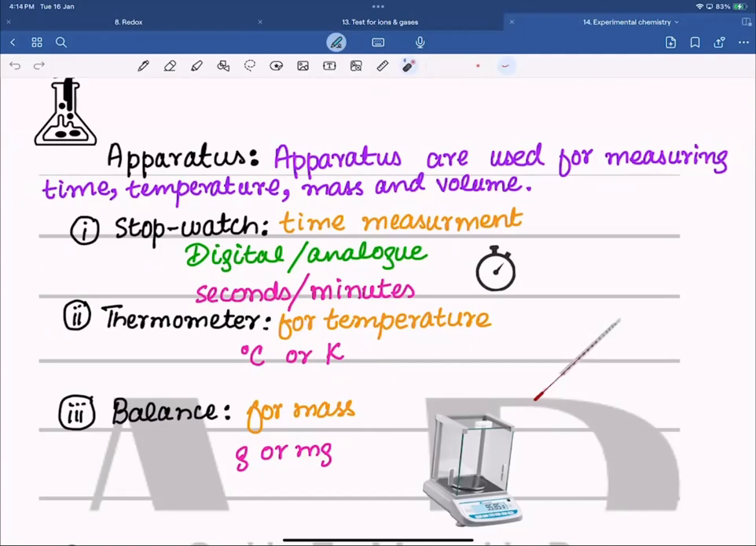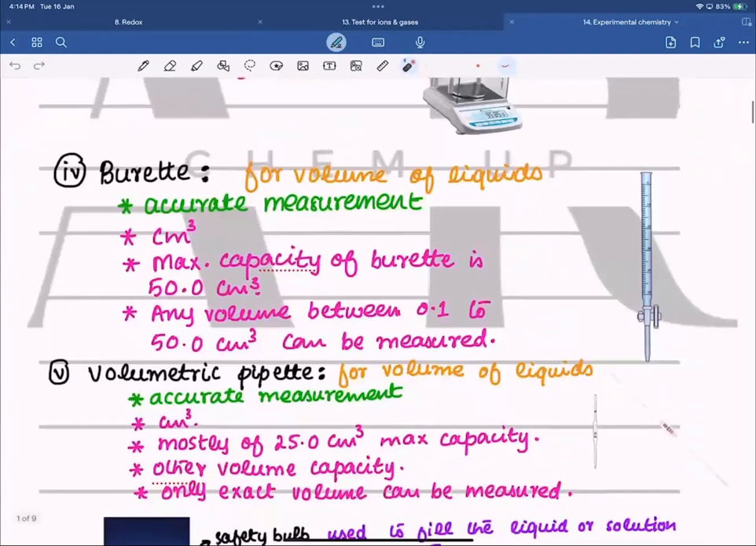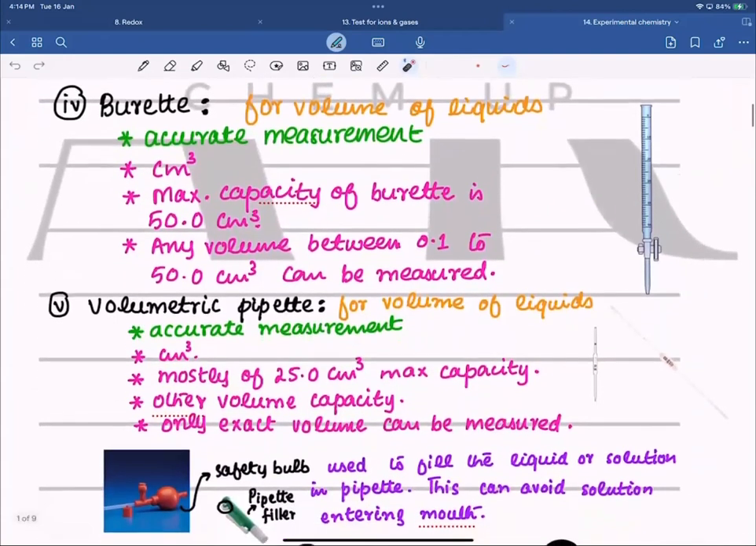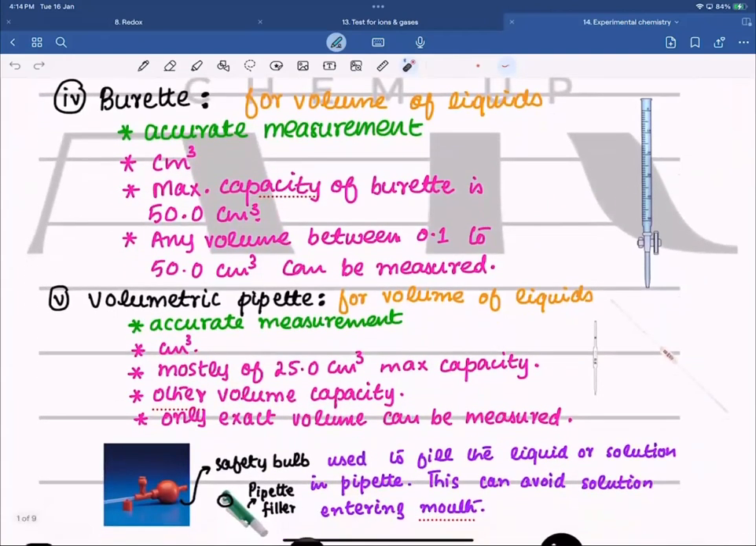Okay, so then, to measure the volume, we have different apparatuses. Out of these, one is the burette. We use the burette to measure the volume of liquid, and we will record the volume accurately.